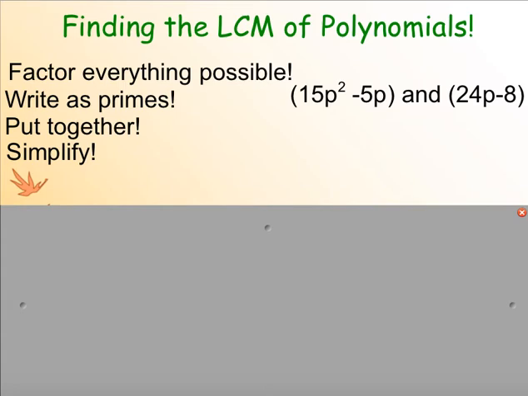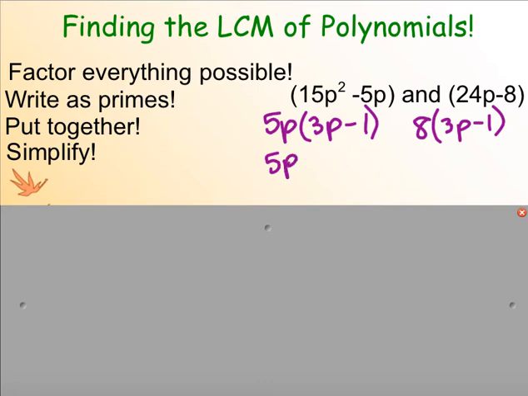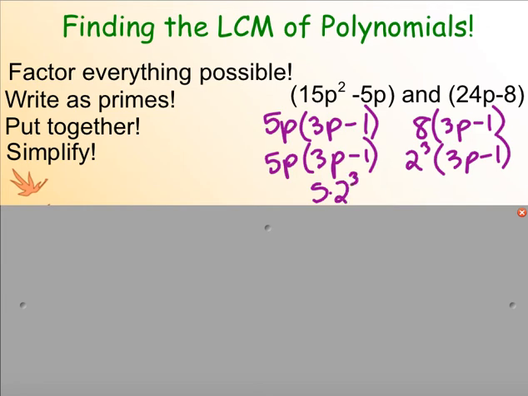Okay, so one more example using factoring. In this case, we're going to factor out a 5p and have 3p minus 1 left over. Going to factor out an 8 and have 3p minus 1 left over. We need to get each of them into their prime factorization. This one doesn't change, but this one we're going to say 2 cubed times 3p minus 1, which means I need to include a 5, a 2, and 2 to the third is my biggest, a p, and a 3p minus 1, which means when I multiply it out, I'm going to be multiplying 5 times 8 times p, so we get 40p times 3p minus 1. That is my least common multiple.